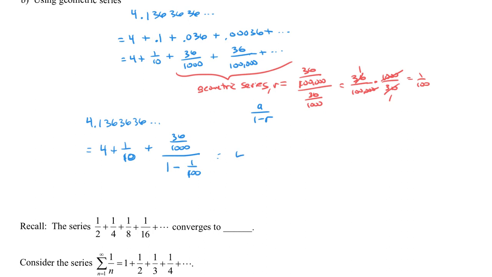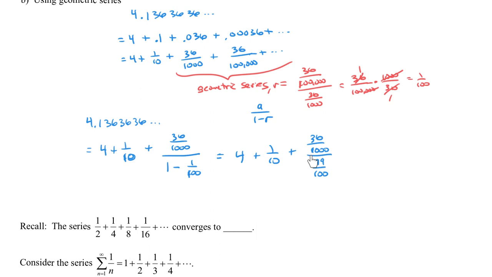Okay, so that is going to be 4 plus 1/10. Down here, this is the same as 100 over 100, right? If I rewrite 1 as 100 over 100 minus 1 over 100, that would be 99 over 100. So that would be plus 36 over 1,000. And then this would be 99 over 100, right? Again, this is 100 over 100 minus 1 over 100.